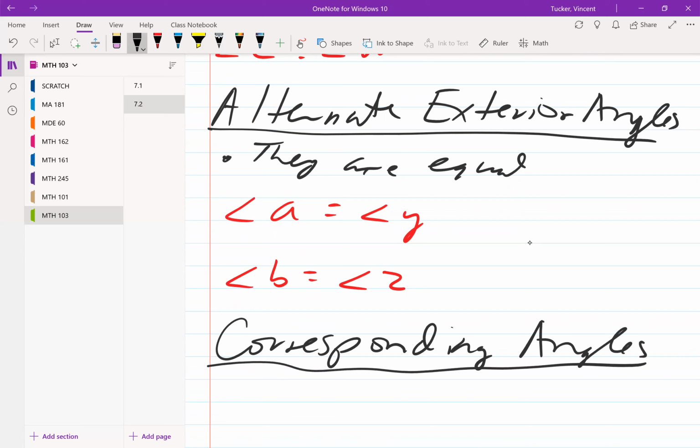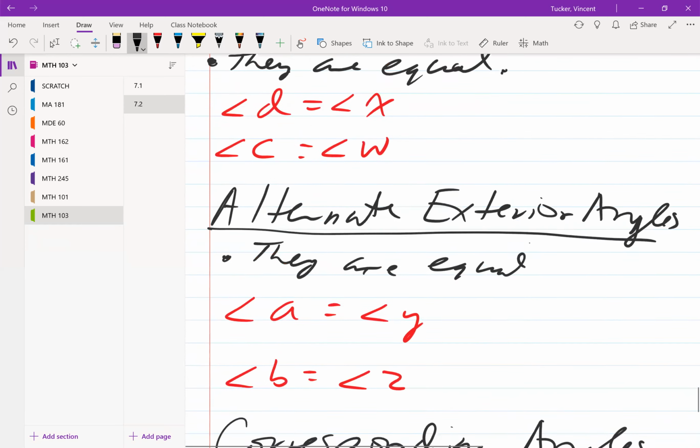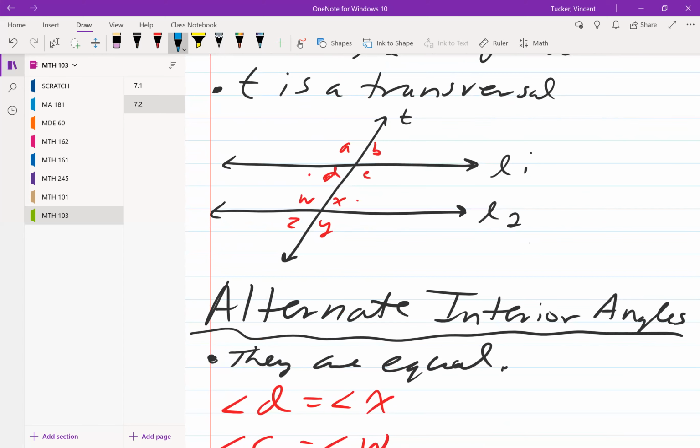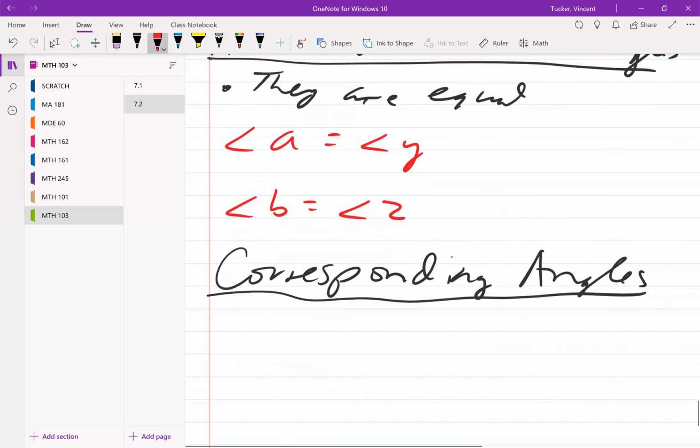Last one, dealing with this diagram: corresponding angles. So what we're looking at, we have corresponding angles in this cluster and then this cluster, and they are equal. You're talking about A and W, B and X, D and Z, C and Y. So we have two different clusters of angles. The first cluster is A, B, C, D. The second cluster is W, X, Y, Z. And they're going to be equal to each other as well.